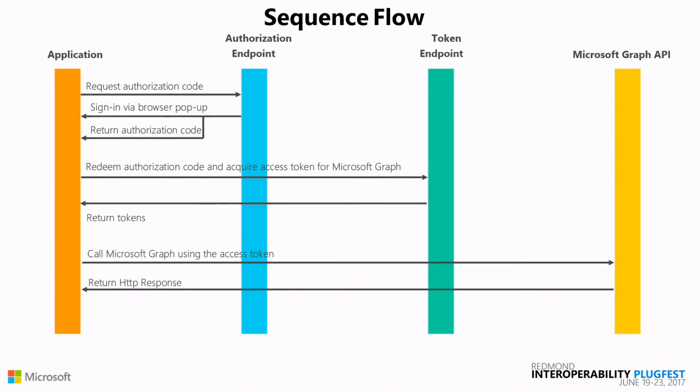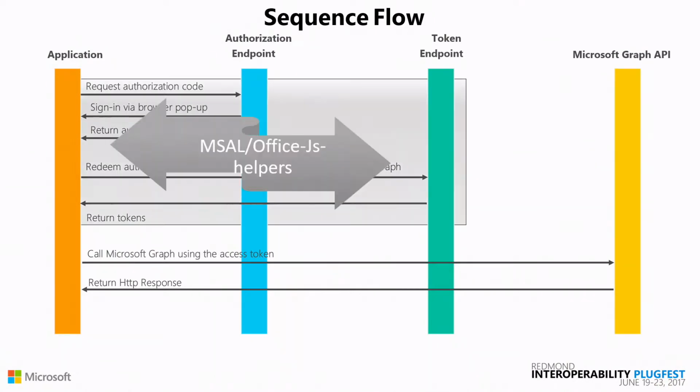Now, where do those two libraries which we'll go through come into play? This is the place where the MSAL and Office.js helpers come in. These are the two libraries published by Microsoft. If you are an app developer, you can skip all these steps here by using these libraries. So the burden is gone from your end. You just use these libraries. There are a couple of constraints there. Just follow the steps, and you should be able to get the tokens.